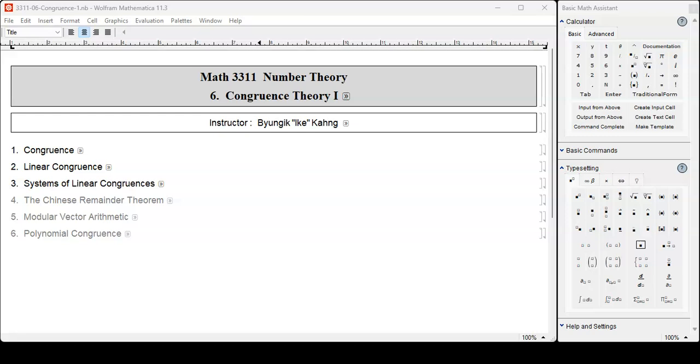Hello students, welcome back. We just completed section 2, which covered linear congruence. Now let's go to section 3 and study systems of linear congruences.